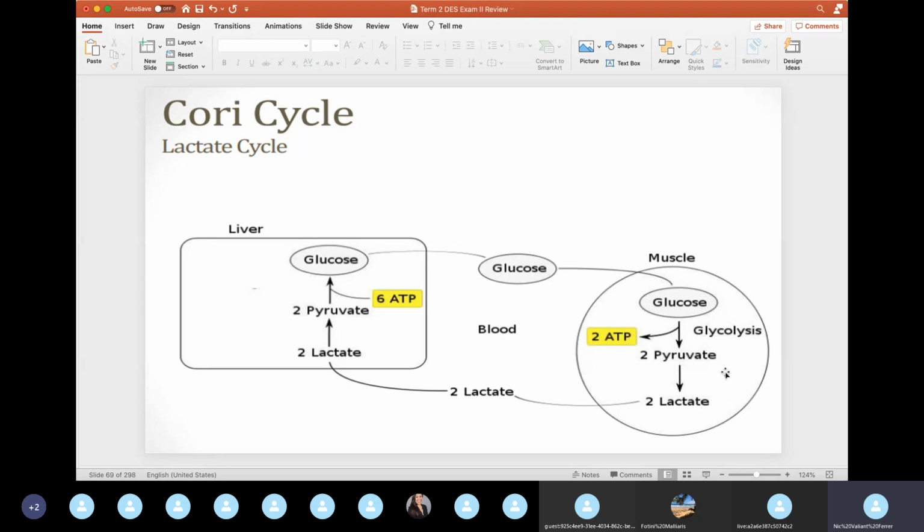The lactate coming from the muscle can be converted back to glucose in our liver, because our body wants to conserve stuff, right? We don't just want to waste stuff. So from lactic acid to glucose.